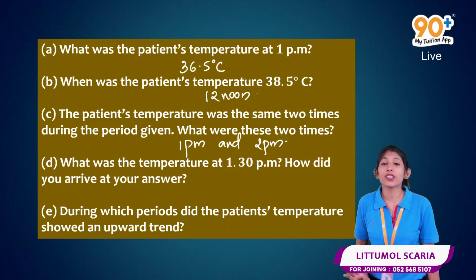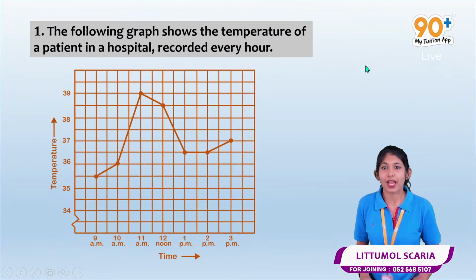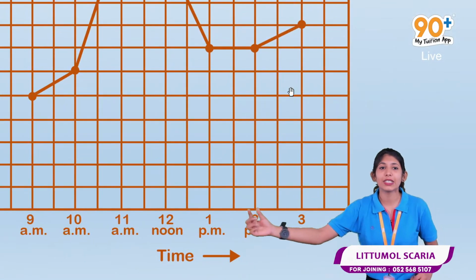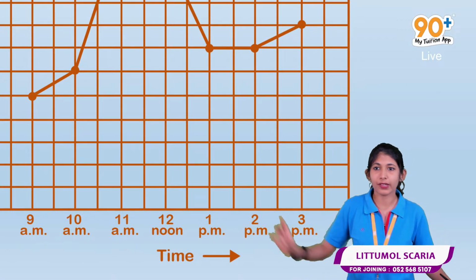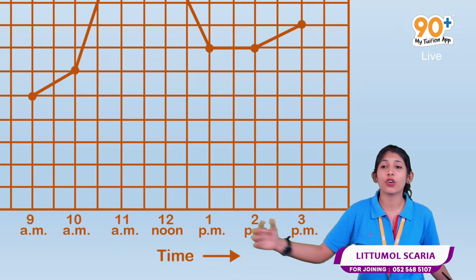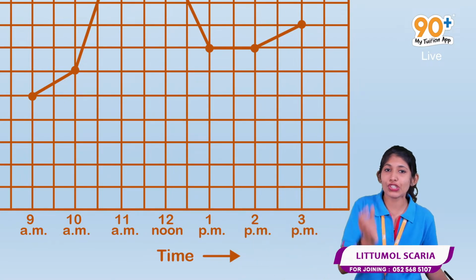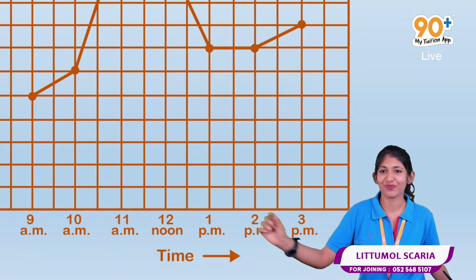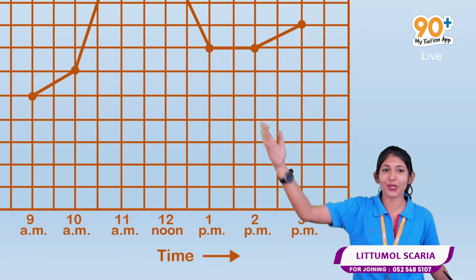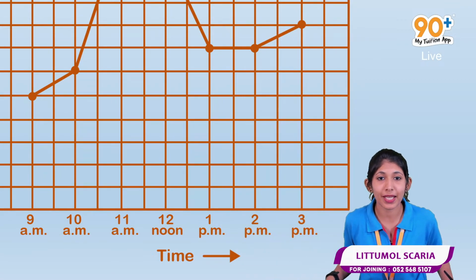What was the temperature at 1:30 p.m.? How did you arrive at your answer? Actually, was the temperature recorded at 1:30 p.m.? No, the temperature was recorded at each and every hour, at the end of an hour: 9, 10, 11, 12, 1, 2. Simple questions, free marks.